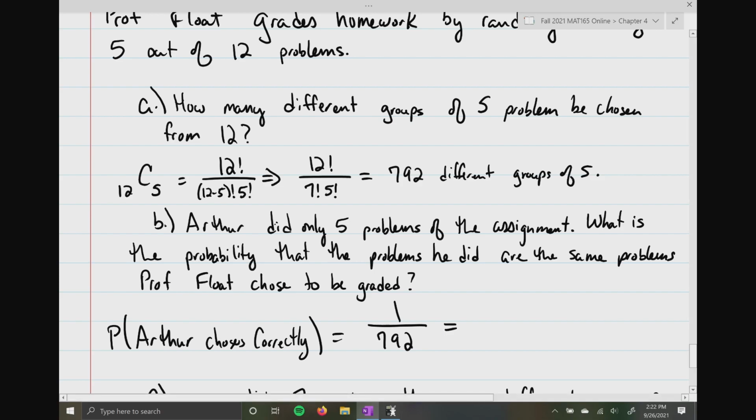Well, it's going to be 1 over 792, which is approximately 0.001263 or 0.13%. Not even a 1% chance. It's less than 1%. So poor Arthur, he's probably just going to do really bad on this homework assignment. Well, he failed it because he's not going to guess it. But now we have another student.